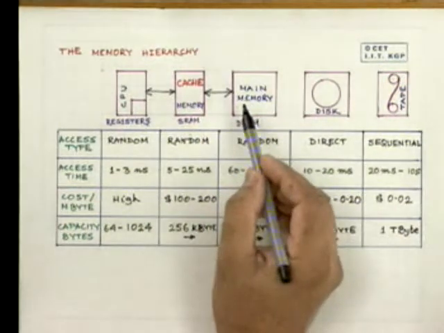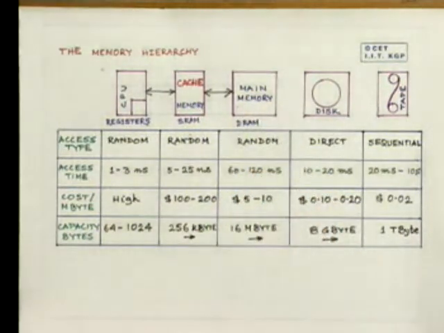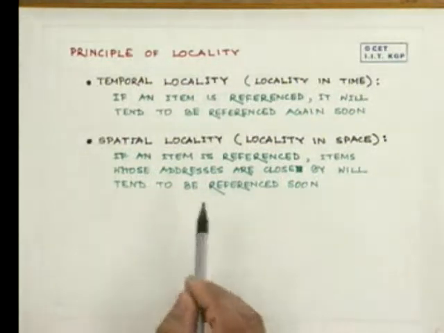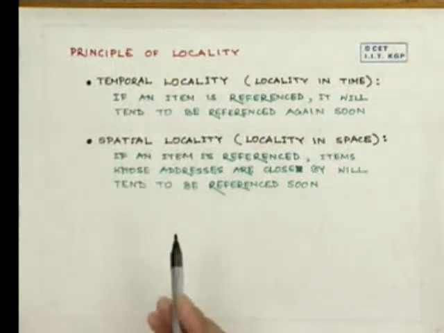Now the question arises whether that is possible or not. By that I mean whether we can keep portions of the program and data in the cache memory, try to execute the program, and how successful it will be. That will be quite possible because of the principle of locality.